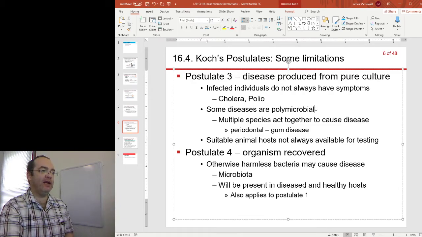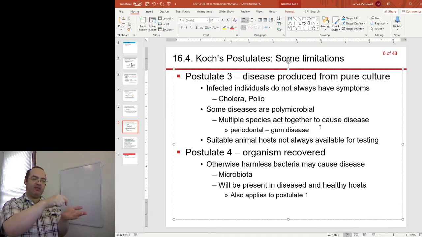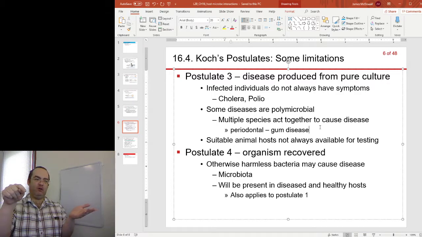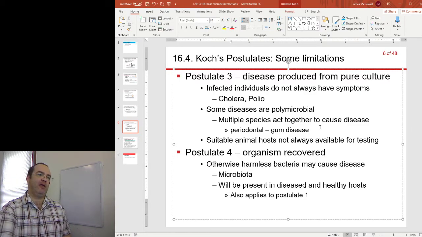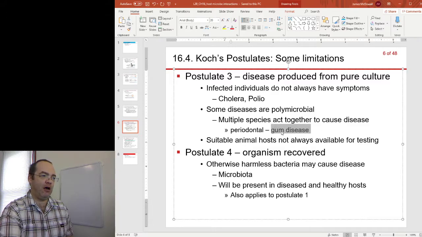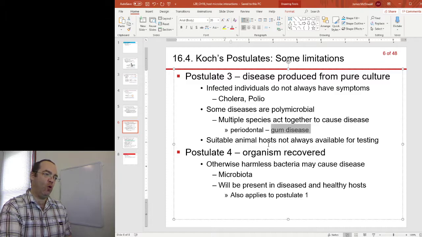Some diseases are polymicrobial, which means poly means many microbes, different species act together to cause that disease. So again, taking one species from a petri dish and putting it into a host won't cause the disease, because you would need to introduce all of its kind of partners. Gum disease, for example, can't be caused by a single organism. It'll be caused by multiple organisms.